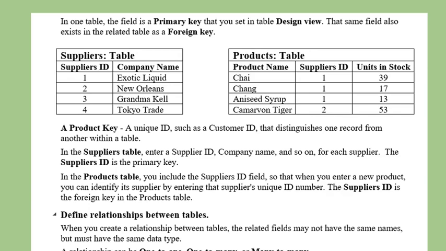Then you have several types of relationships. You can create a one-to-one relationship. You can create a one-to-many relationship. You can create a many-to-many relationship. You can also create a many-to-one relationship.